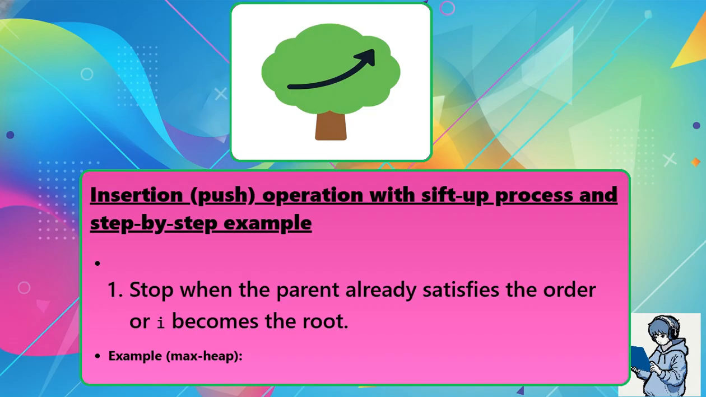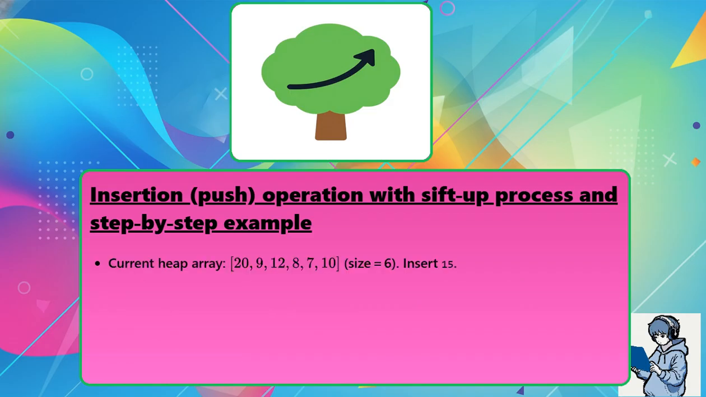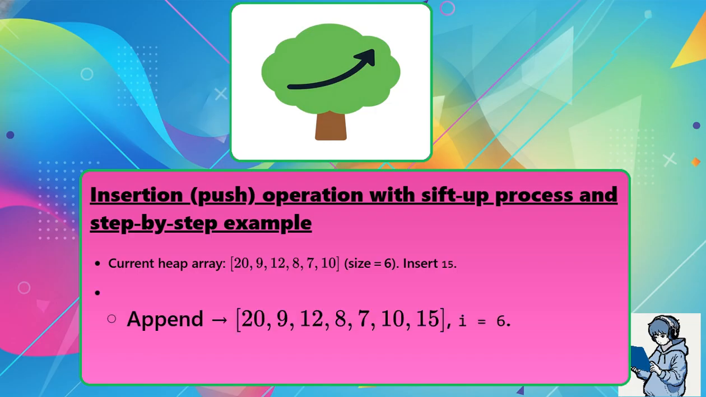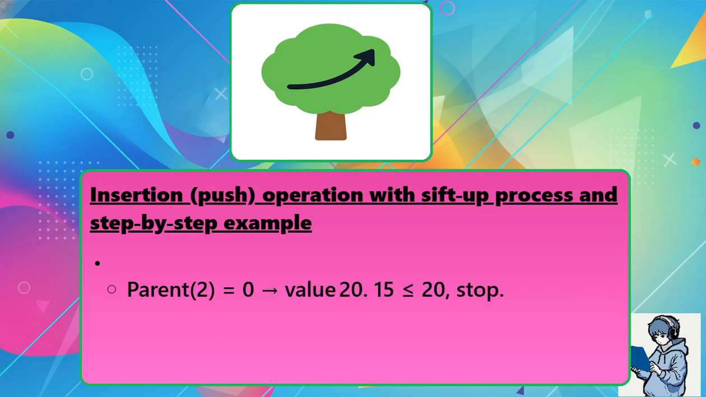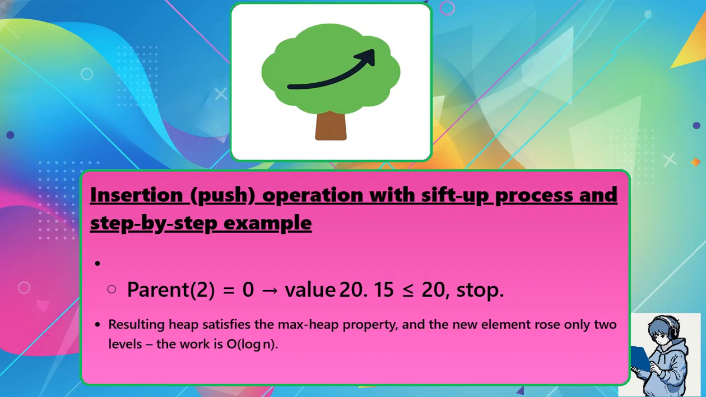Example: max heap, current heap array 29, 12, 8, 7, 10, size equals 6. Insert 15. Append yields 29, 12, 8, 7, 10, 15, i equals 6. Parent of 6 equals floor of (6 minus 1) divided by 2 equals 2, value 12. Since 15 greater than 12, swap: 29, 15, 8, 7, 10, 12, i equals 2. Parent of 2 equals 0, value 20. 15 less than or equal to 20, stop. The resulting heap satisfies the max heap property, and the new element rose only 2 levels. The work is O(log n). The same logic with reversed inequality gives insertion in a min heap.